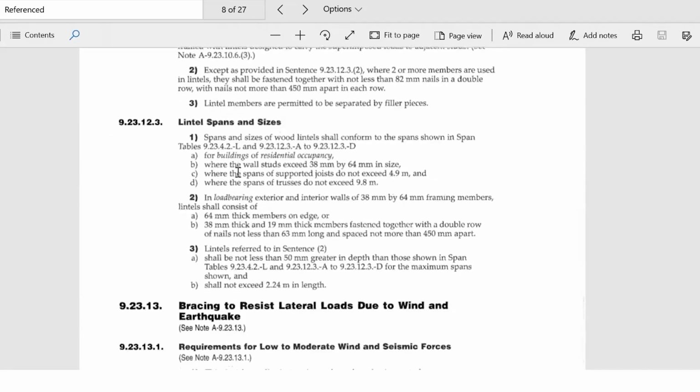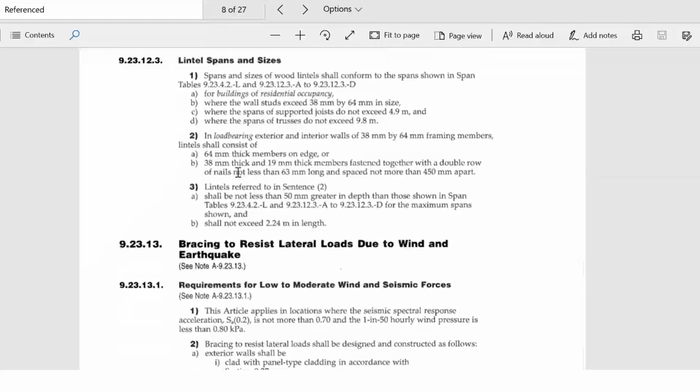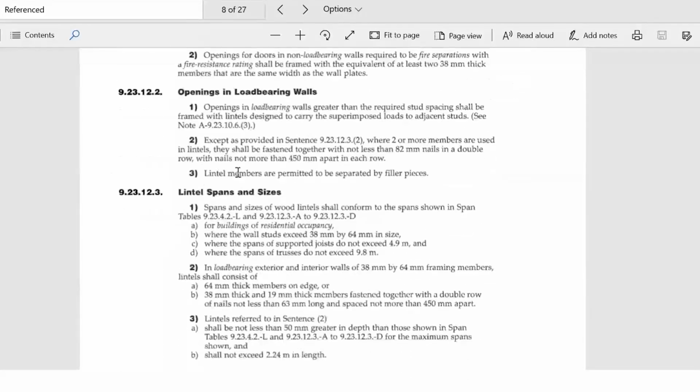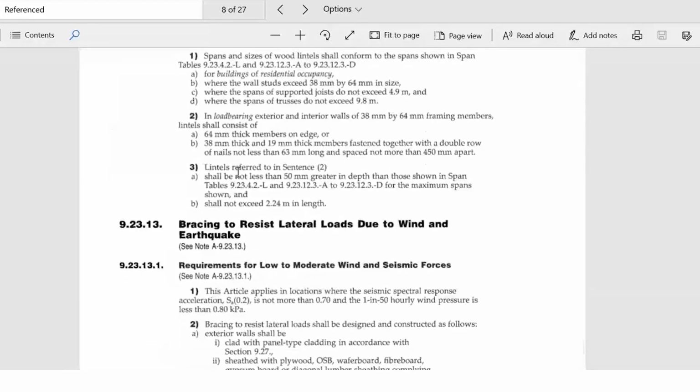So these are lintels created to support load-bearing walls when we have openings in them, and how to design those lintels to support the additional loads.